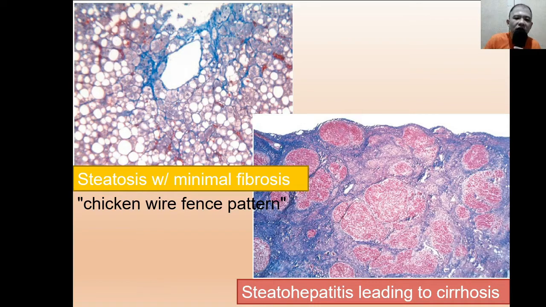So this is the histological picture. Okay, steatosis can also occur with minimal fibrosis. That is what we call chicken wire fence pattern. Steatohepatitis. Okay, so fatty change leading to hepatitis or inflammation leading to cirrhosis. And this is what we call burned out non-alcoholic steatohepatitis.